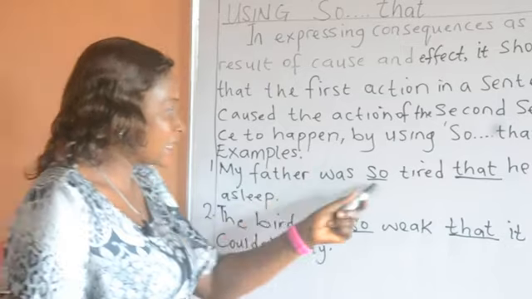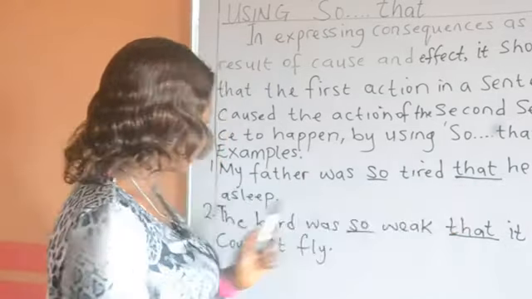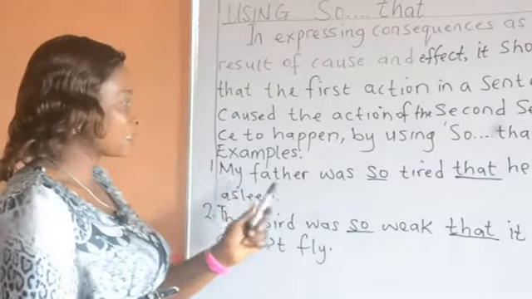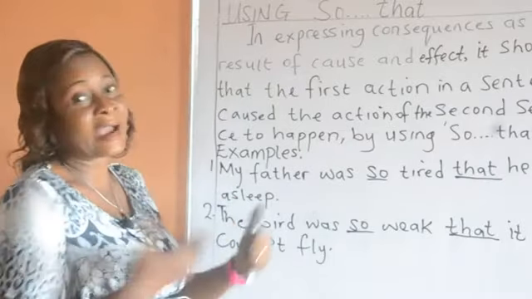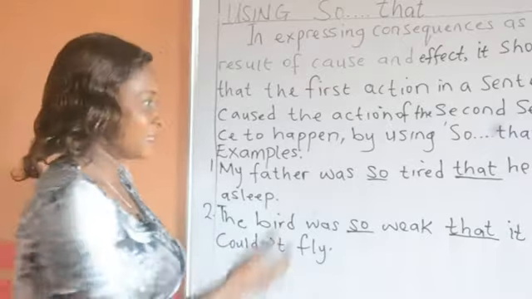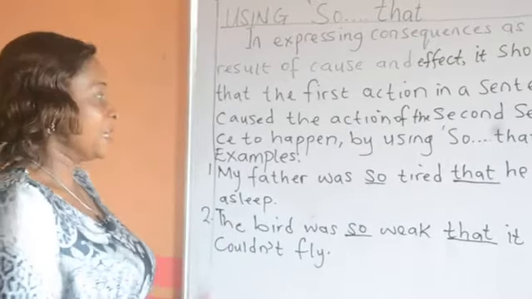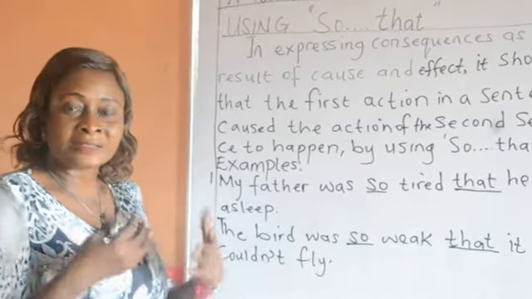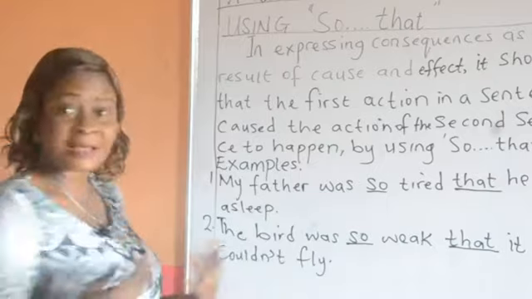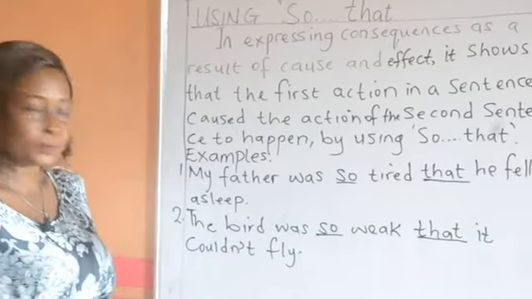This first sentence is what is giving rise to the second sentence. The first sentence is my father was so tired. That's a complete sentence. So that he fell asleep. What is the result? What is the effect? The effect of my father's tiredness is that he fell asleep. Do you understand? Good.